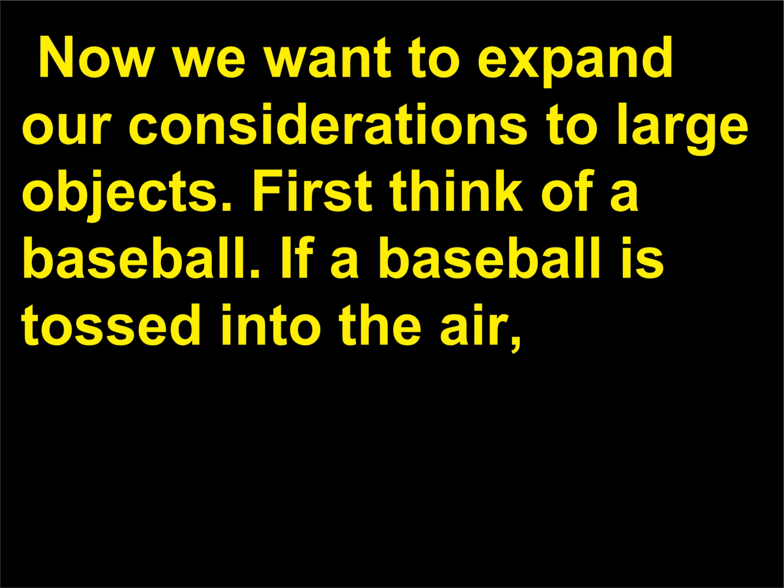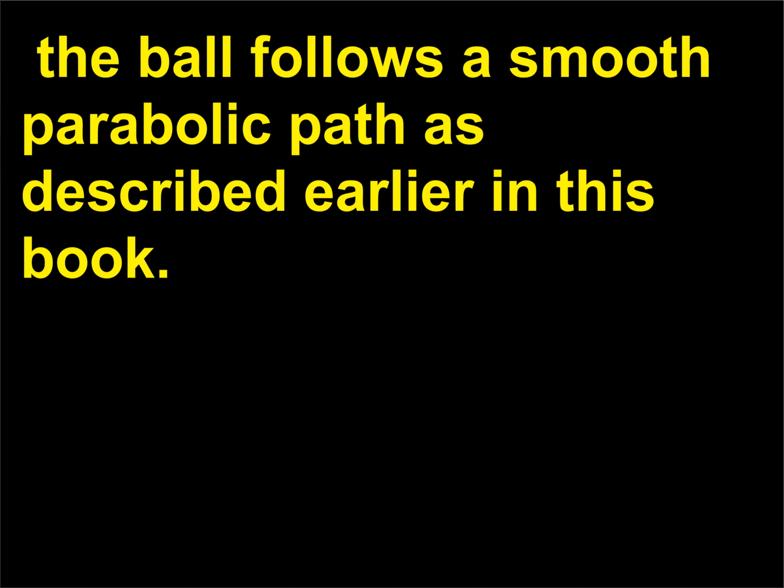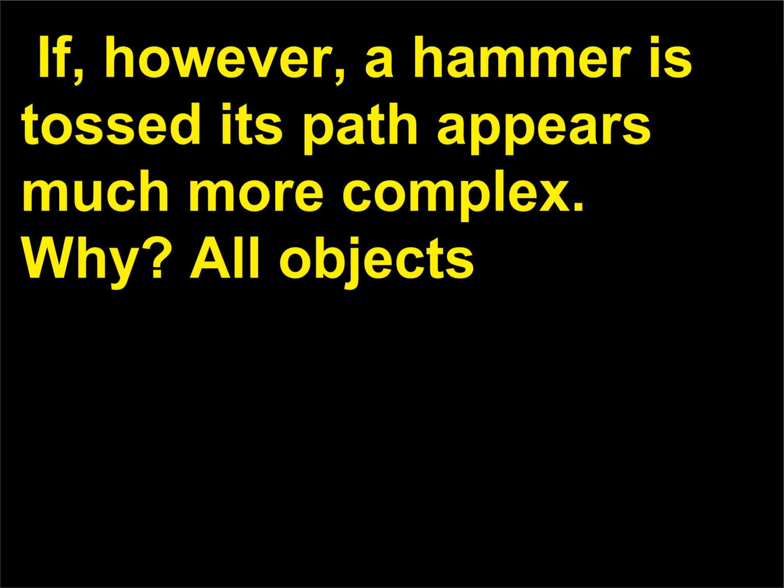First, think of a baseball. If a baseball is tossed into the air, the ball follows a smooth parabolic path as described earlier in this book. If, however, a hammer is tossed, its path appears much more complex. Why?